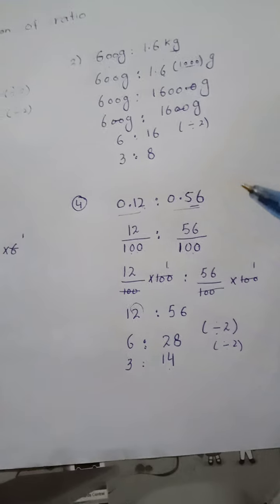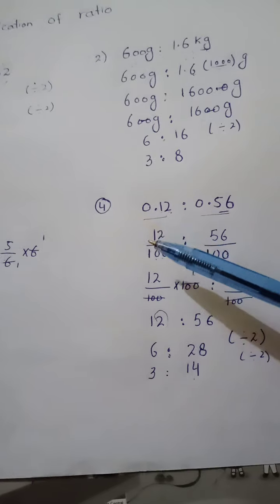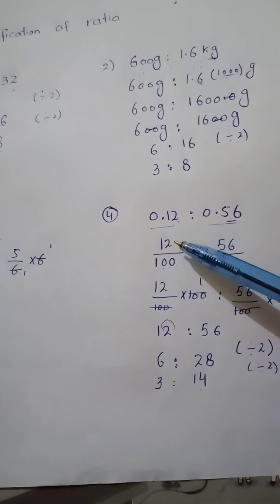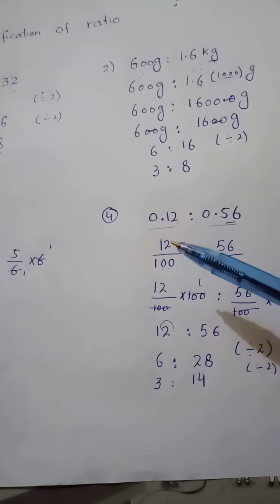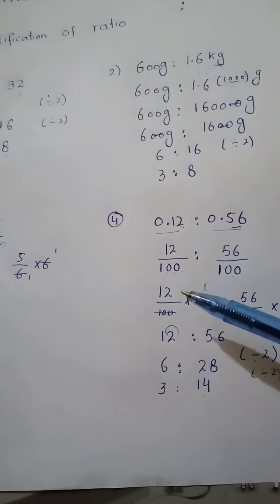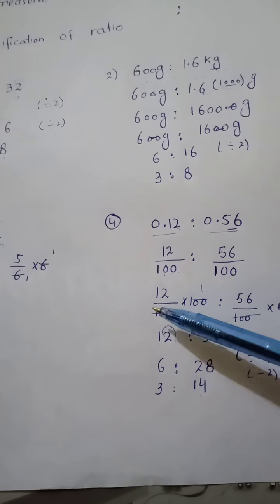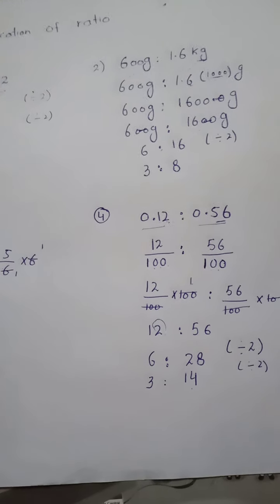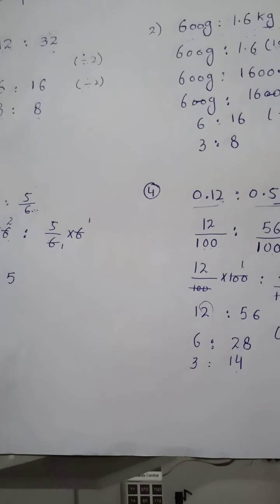And when you have a decimal, you have to remove the decimal first. How do we remove the decimal? You have to write 1 under the decimal and then you will check how many digits are there after the decimal. You will write the number of zeros according to the number of digits after the decimal place. Then again the same process: you have to take the LCM of the denominators and multiply each fraction with the LCM, and then you will simplify it on the same table. So this was about simplification of ratios. I hope you have understood it.